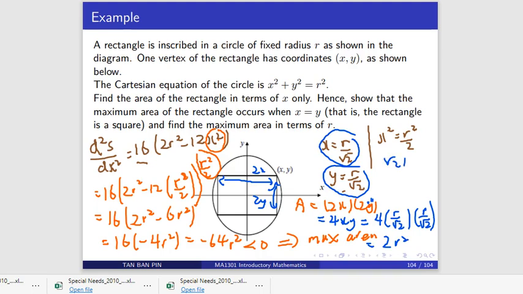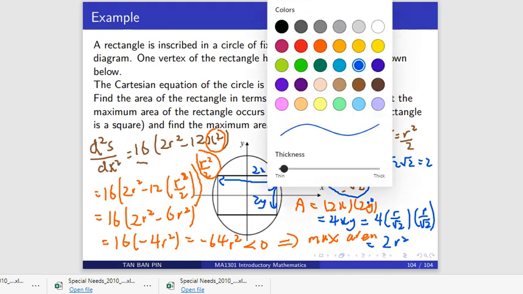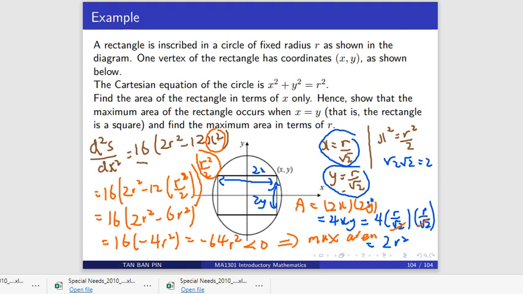Square root 2 and square root 2 will give you 2. So 2 and 4 will cancel. That means square root 2 and square root 2 will give you 2. Cancel with 4 will give you 2. r and r will give you r squared. So the maximum area is 2r squared. It occurs when x is r over square root 2, y is r over square root 2. So in fact it's a square because x and y are equal. So actually you have a square.